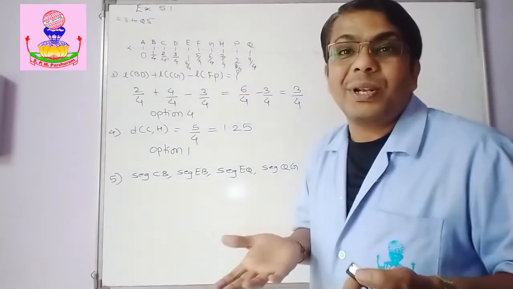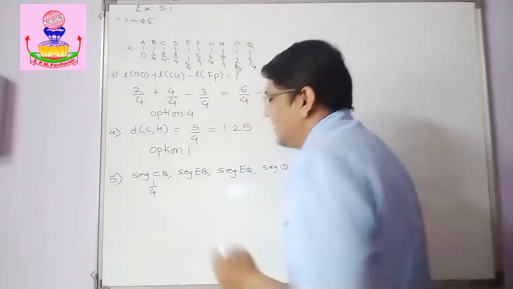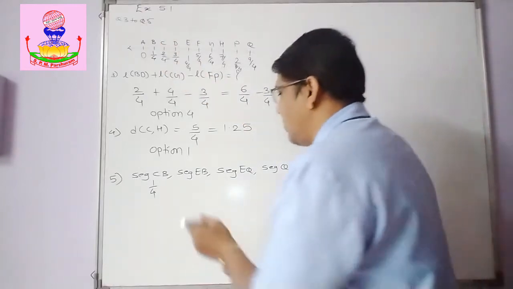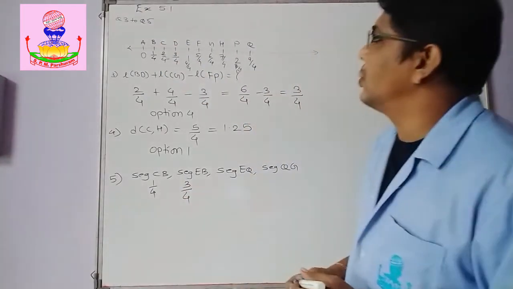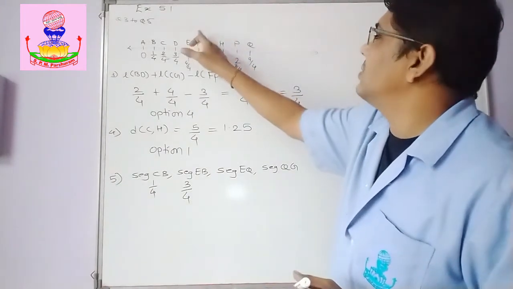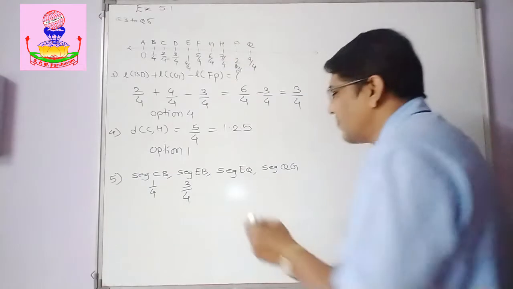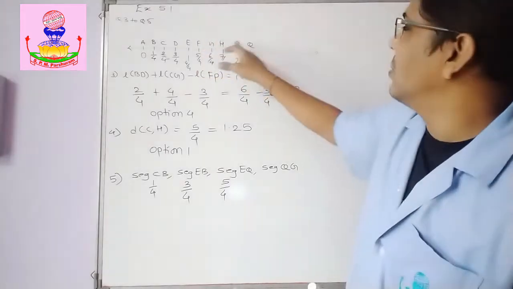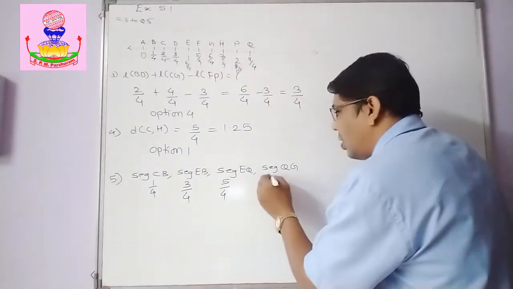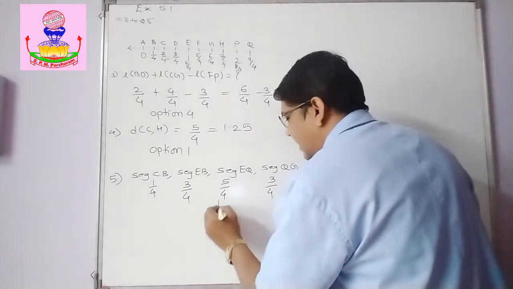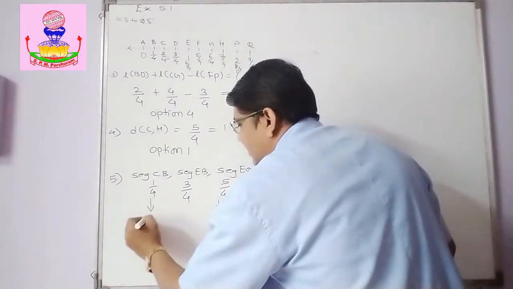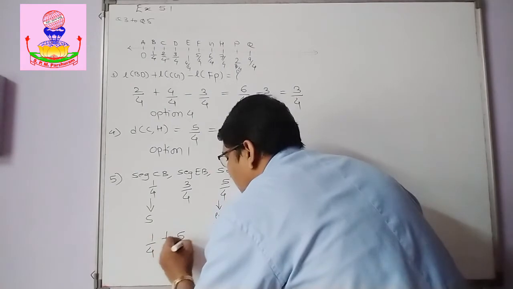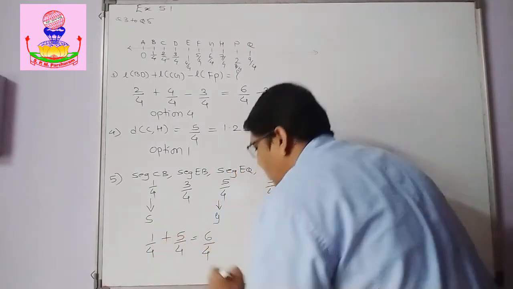So what to do? CB, 1 upon 4, right? Then EB, 1, 2, 3, so 3 upon 4. Then EQ, 1, 2, 3, 4, 5, so 5 upon 4, right? And QG, so G and Q, 1, 2, 3, so 3 upon 4. So which is the greatest? This is the greatest. Which is the smallest? This is the smallest. Their sum: 1 upon 4 plus 5 upon 4. So that is 6 upon 4.